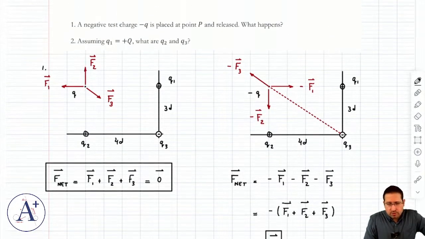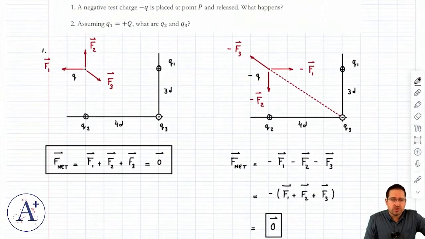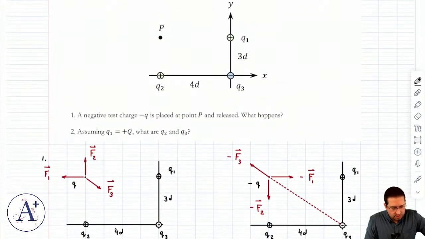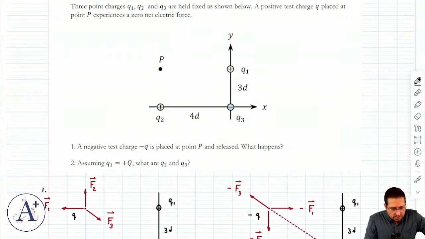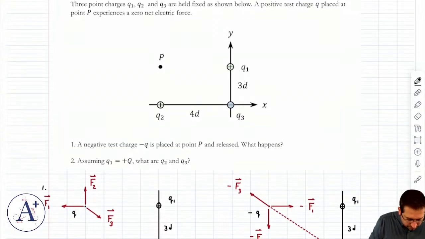So it doesn't matter if you put minus q, plus q, 15q, minus a million q, you're still going to get 0 net force at point P. Now then, assuming q1 is plus q, what are q2 and q3?